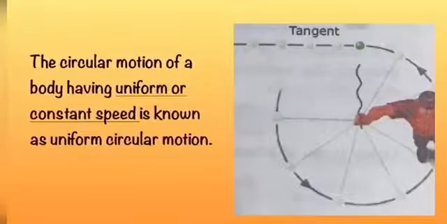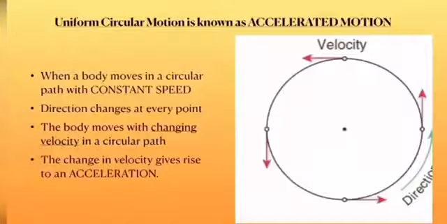From the video, it is clear that when a body moves in a circular path with constant speed, then that motion is known as uniform circular motion. Remember this thing, in uniform circular motion, the speed is uniform, the speed is constant. Now, uniform circular motion is also known as accelerated motion. When a body moves in a circular path with constant speed, direction changes at every point.